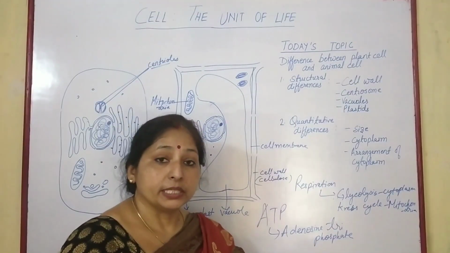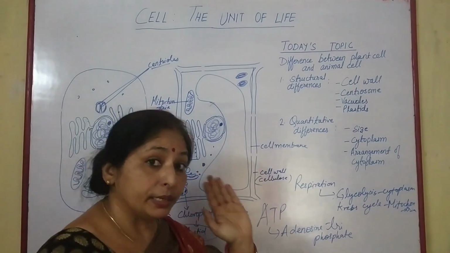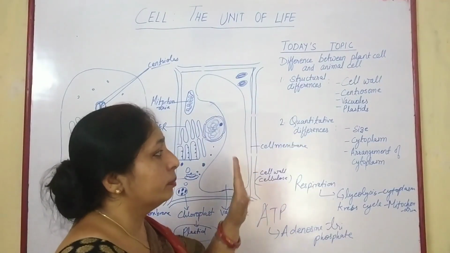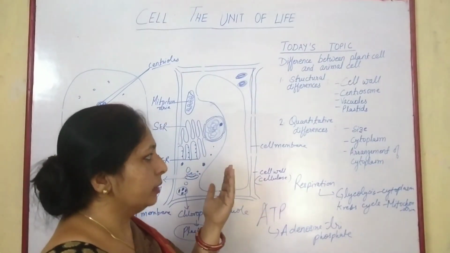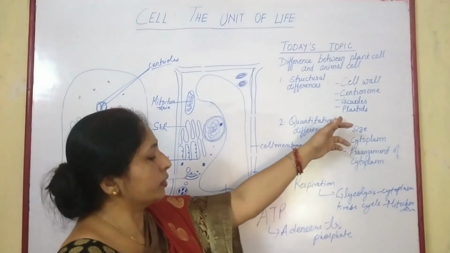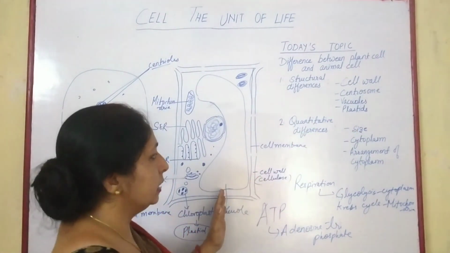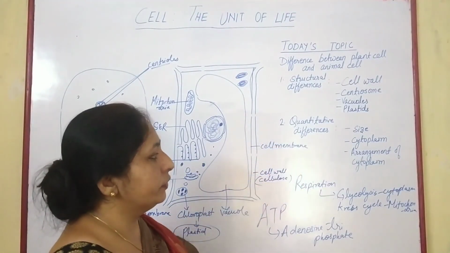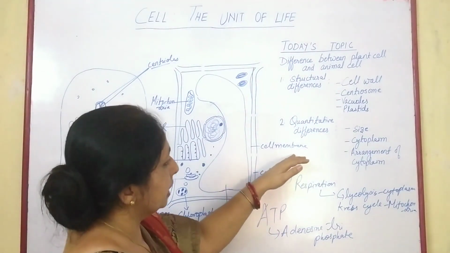Cell wall is present in the plant cell, absent in the animal cell. Centrosome is present in the animal cell, absent in the plant cell. Vacuoles: prominent in the plant, smaller or absent in animal cells. Plastids, chloroplast, present in the plant cell, absent in the animal cell. Quantitative difference: the size of the animal cell is comparatively smaller than the plant cell.